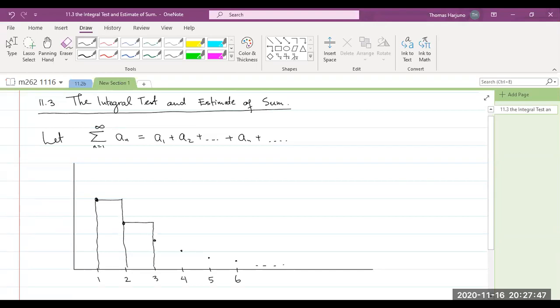So I extend it to the right. Okay, and let's say let f(x) be a continuous function such that f(n) equals a sub n. So this continuous function will be like this.